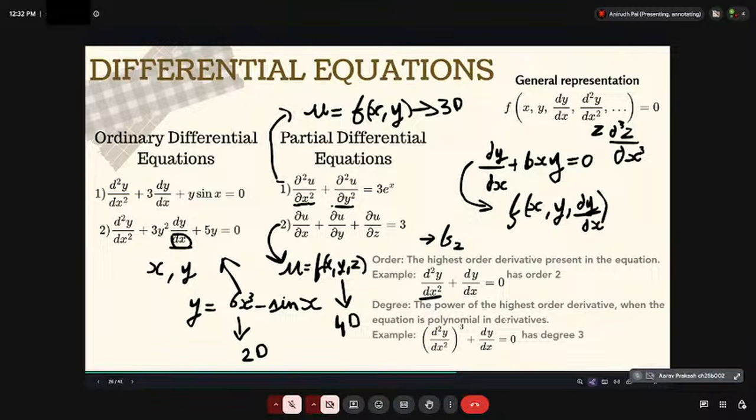So degree is the power of the highest order derivative, which is like a polynomial itself. A polynomial of degree n has the highest power x to the n or something like that. So similarly over here, the highest order derivative, mind that it should be the highest order derivative. And what is the highest order derivative over here? The second derivative. And here it's raised to the power 3. So therefore, the degree of this is 3. So I think that's clear for everybody.